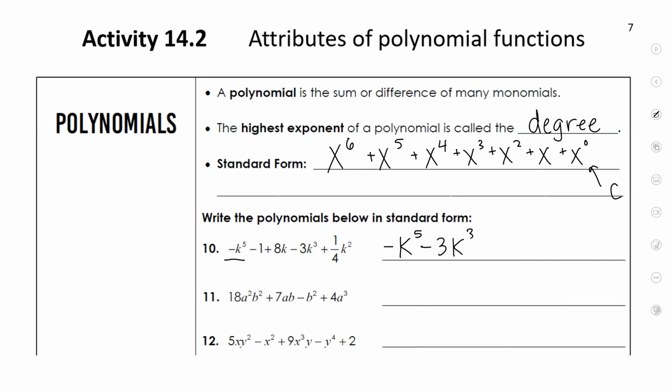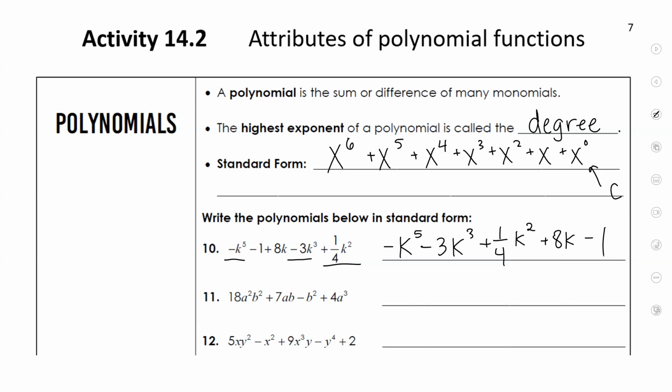3k cubed. And next is the squared term. So this is plus 1/4 k squared. And your next one? Yep. 8k will go next. And finally, your constant, which is just the number, -1. So now that is in standard form. We call this a 5th degree polynomial because the highest exponent is a 5. The highest degree is a 5.